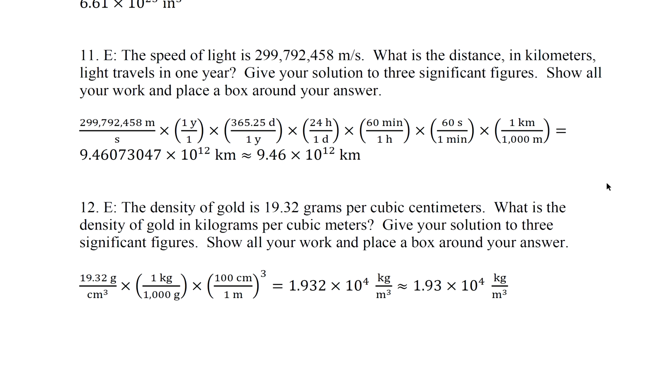And you could see there's 6 sets of parentheses, and each parenthesis is equal to 1. There's 5 sets of parentheses because 1 year over 1, that's not a unit conversion. So we have 365.25 days in 1 year, 24 hours in a day, 60 minutes in an hour, 60 seconds in a minute, 1 kilometer in 1,000 meters. Everything cancels until we just get kilometers.